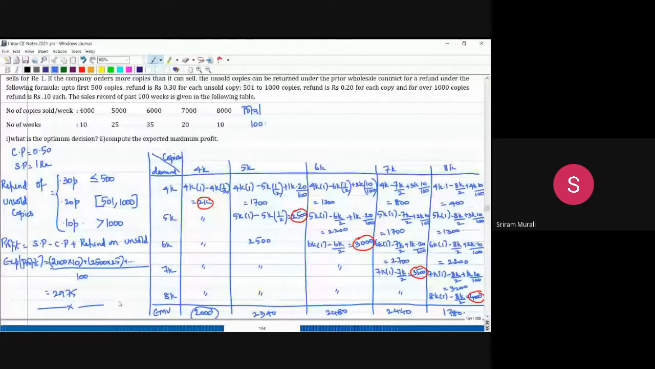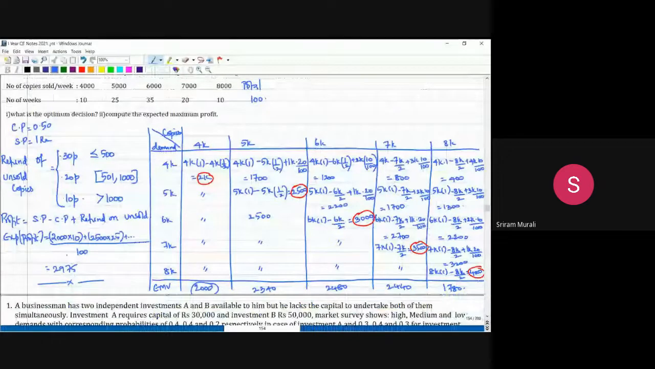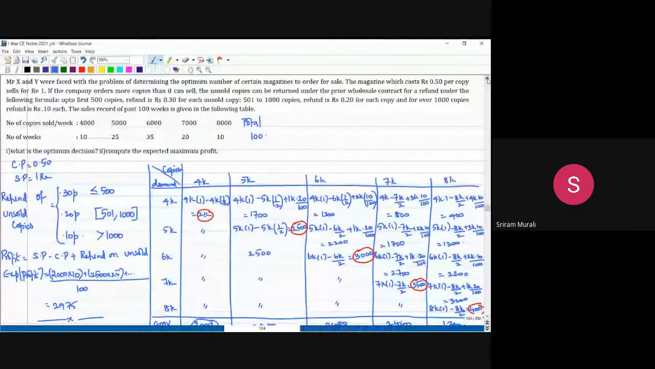So which occurs at, if I purchase 6 copies, when a demand is 6,000, if I purchase 6 copies, there I will get economical. Are you able to understand this problem? How did I find expected profit, etc.? Have you understood? Yes, sir.